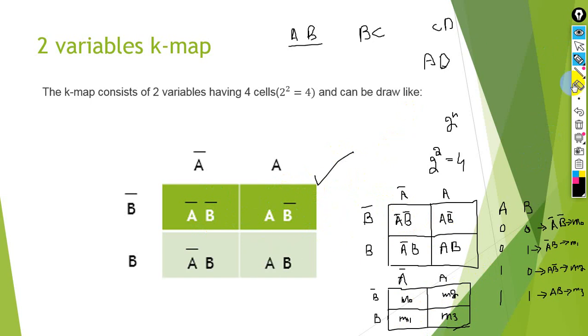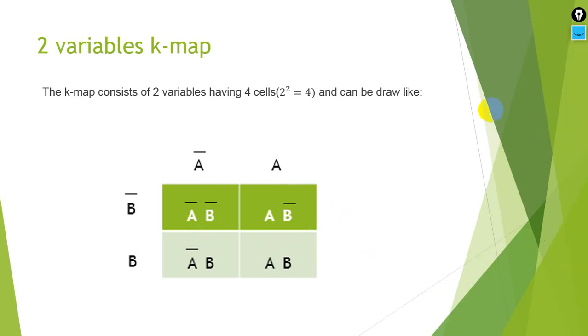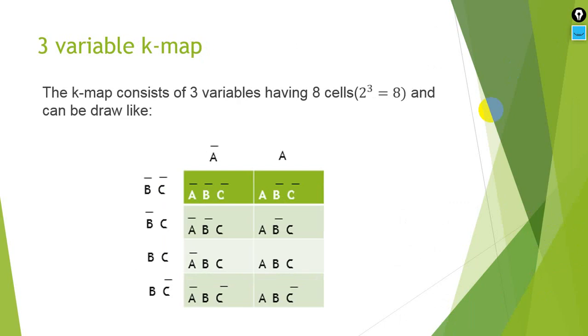Next, what we have is the 3 variable Karnaugh map. 3 variable Karnaugh map, what does it mean, and how many variables will we have in this map, and how many minterms will we have in this?